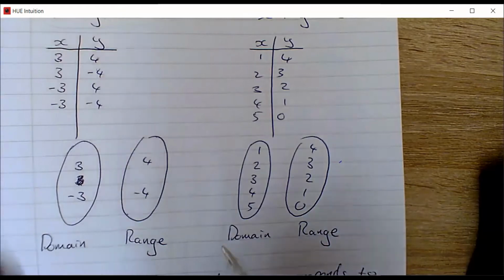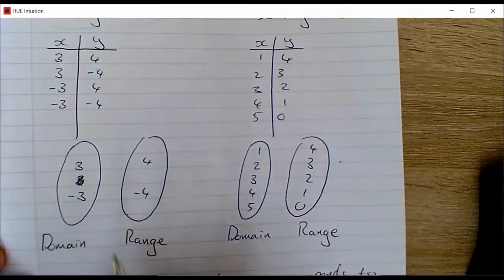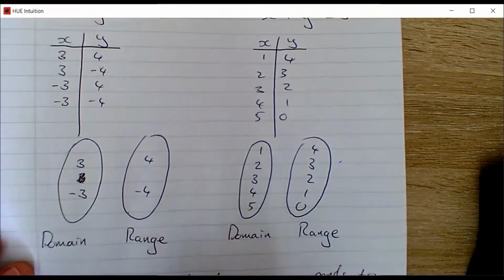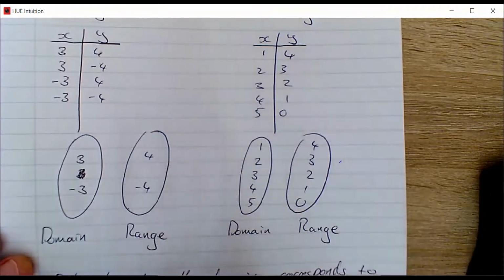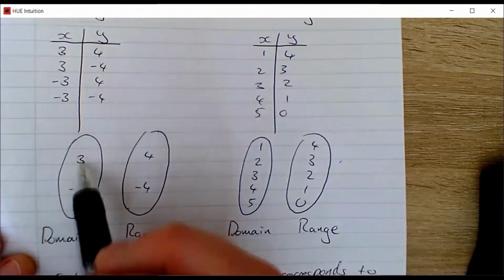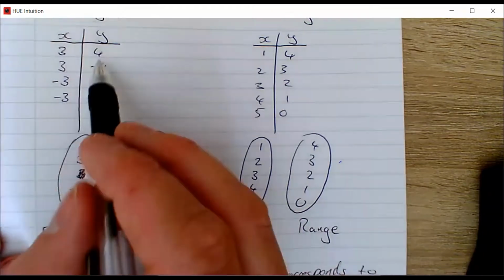So I've just sketched out what's called a mapping diagram. You'll see these in the book quite a lot. They're really only used as a teaching tool. You won't use them very often in practice, I suppose. But these are my input values, 3 and -3. My output values, 4 and -4.